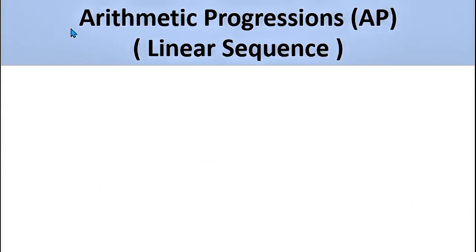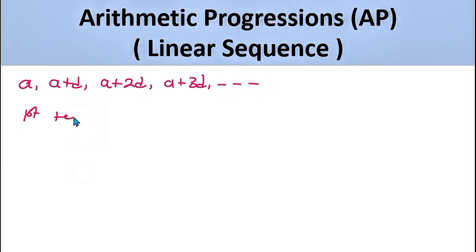In this video, we are going to look at arithmetic progressions, which is also known as linear sequence. So let's say we have a sequence A, A plus D, A plus 2D, A plus 3D, and it goes on. Now we know that the first term here is A and D is the common difference.